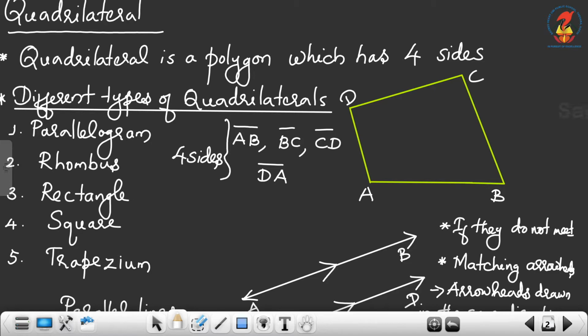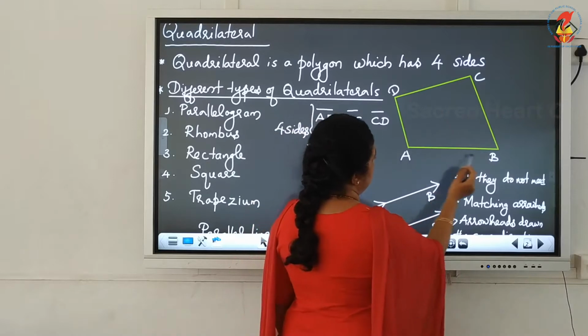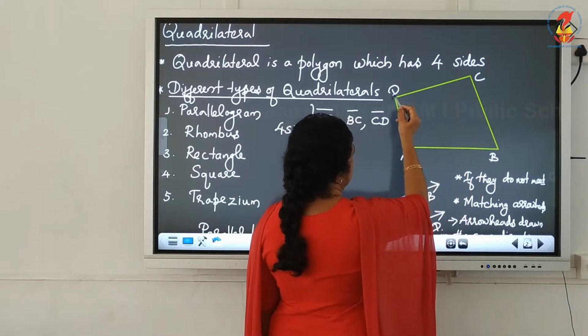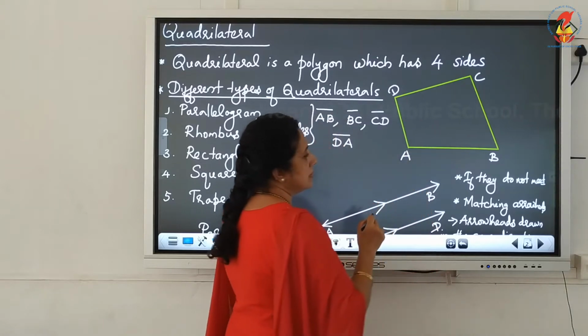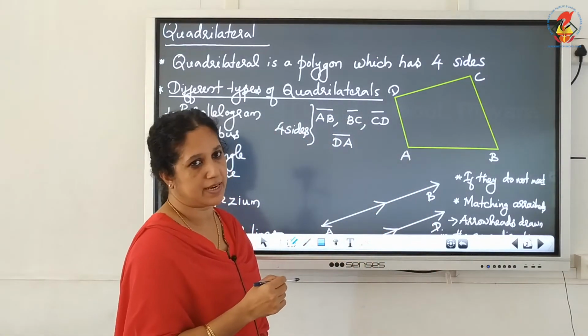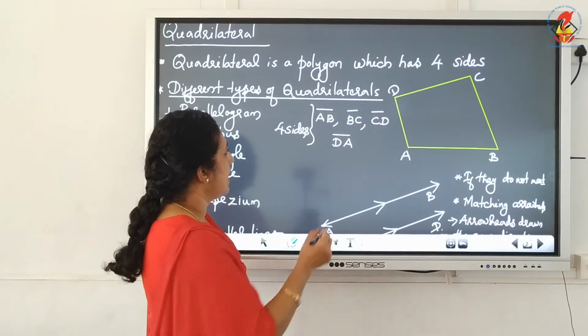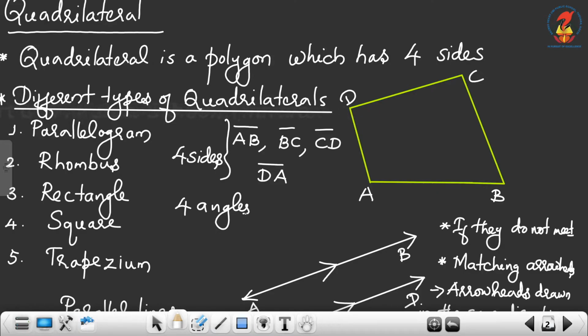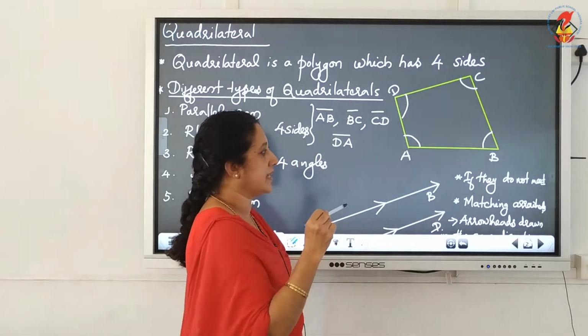A quadrilateral has 4 sides. Which are the 4 sides? Line segment AB, line segment BC, line segment CD, line segment DA form the sides of the given quadrilateral. So 4 sides. And this quadrilateral has 4 angles. Which are the 4 angles? Angle A, angle B, angle C and angle D. These are the 4 angles.